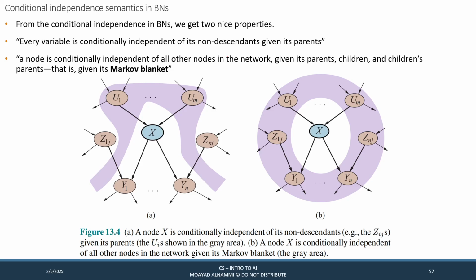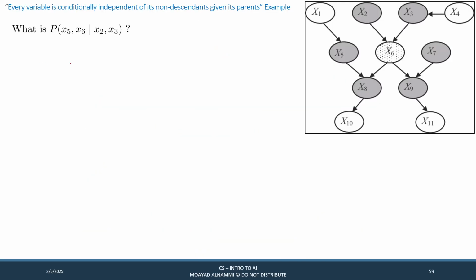So why are these properties helpful? Well, let's look at this graph. This is a Bayesian network, and let's look at this query. I won't go into the details. I just want to show you how you can use these properties to solve these queries much faster. Here it says, what is the probability of x5 and x6 given x2 and x3?